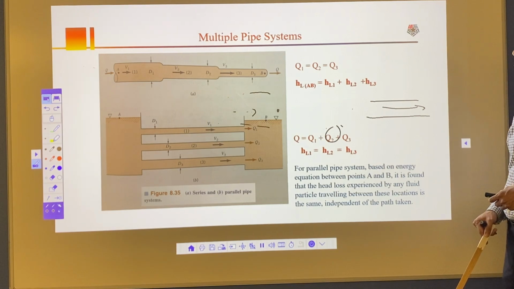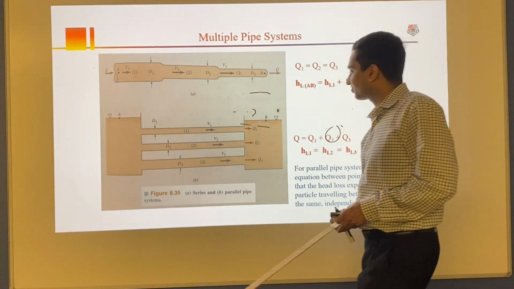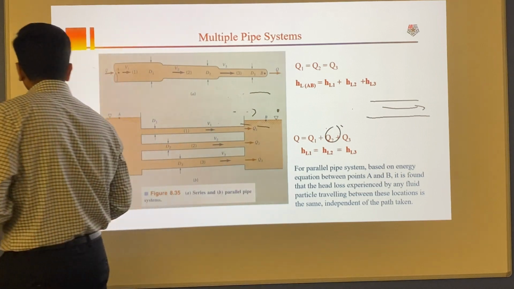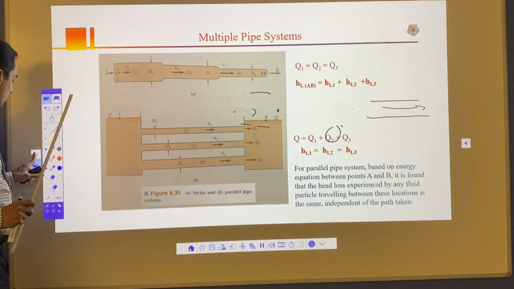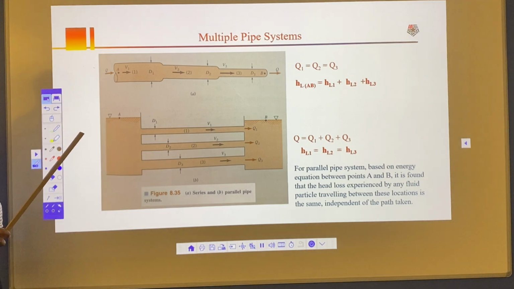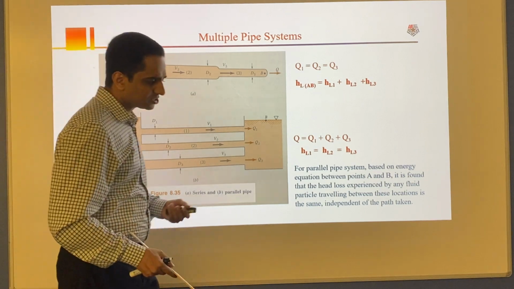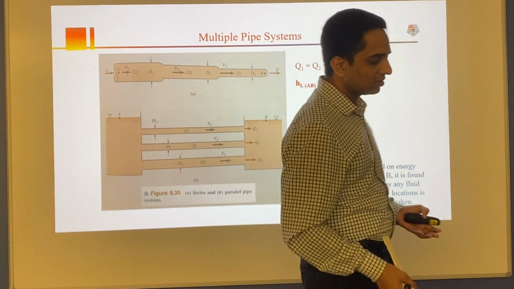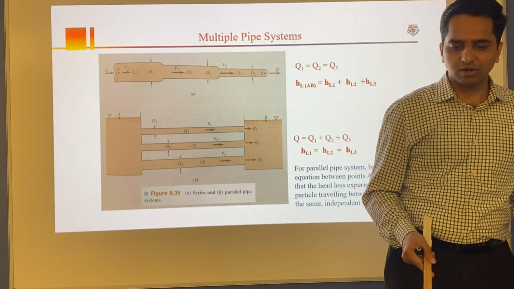Now let's continue to the next part, multiple pipe systems. So far we are dealing with only a single pipe. What if there is more than one pipe? How do we solve the problems? If there is more than one pipe, most likely the arrangement will be either in parallel or in series.